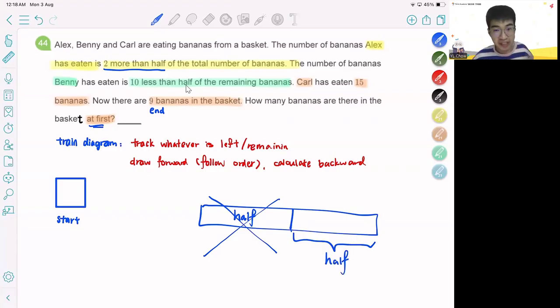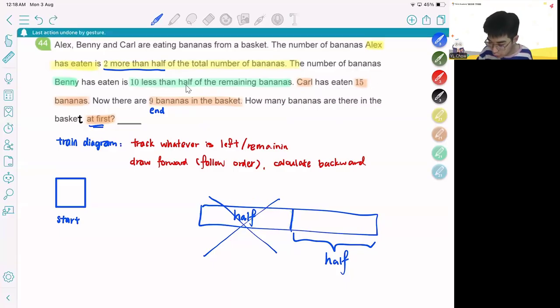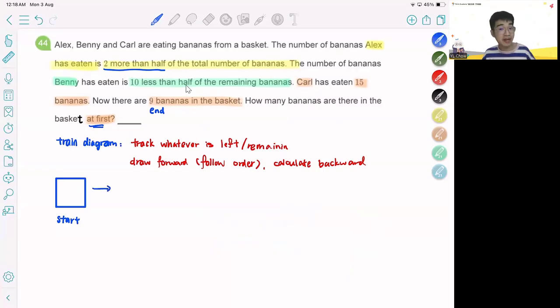However, he didn't only take half. He took half and then he takes 2 more. 2 more than half means whatever he takes is not just here, but also 2 more. So 2 more is gone. That means the remaining is 2 less than half. So in other words, Alex will take away half first. When he takes away half, the remaining is also half. So to find the half, divide by 2.